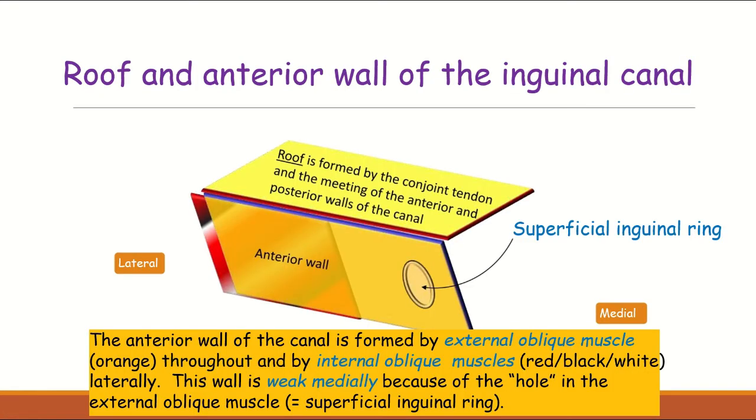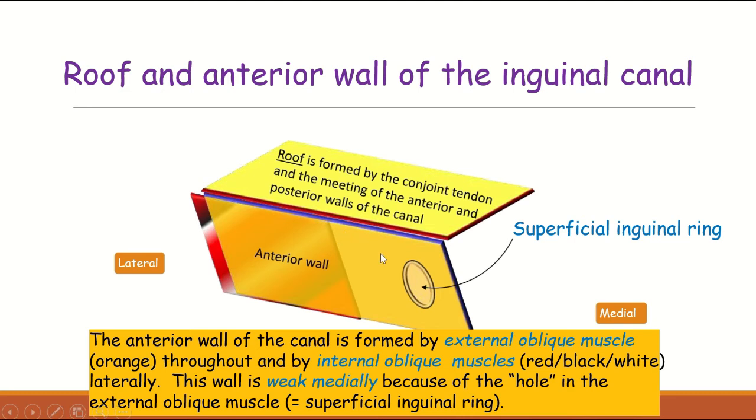Here in this image, the roof and the anterior wall are showing. The anterior wall is formed by the external oblique muscle. On the medial end of the anterior wall, there is an opening. This opening is called the superficial inguinal ring. On the lateral side of the anterior wall, there is another muscle present to reinforce this anterior wall, and this is the internal oblique muscle.